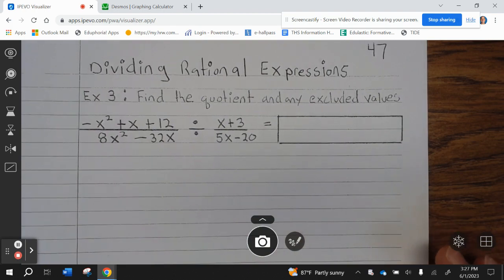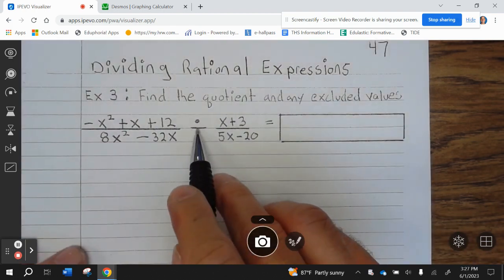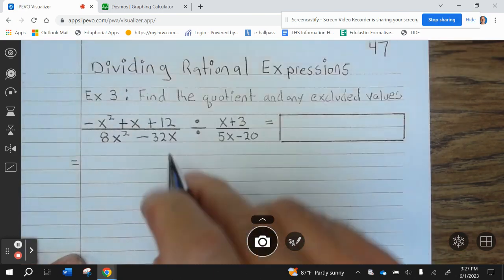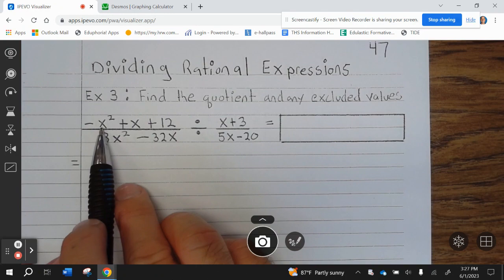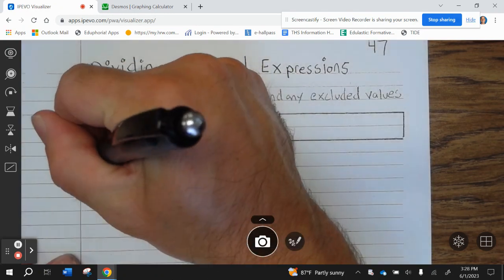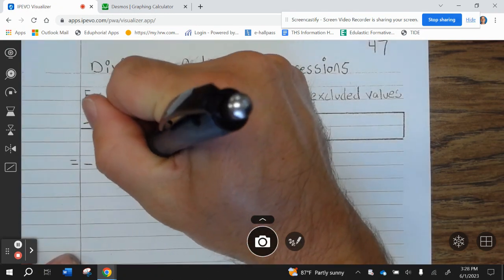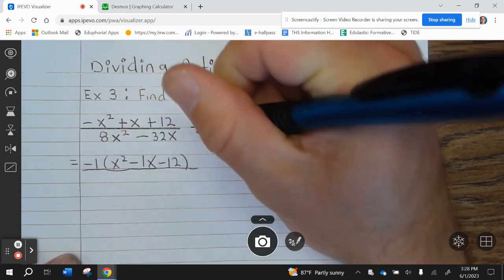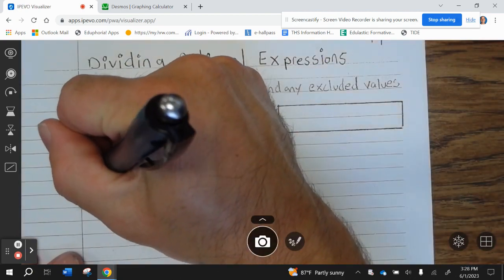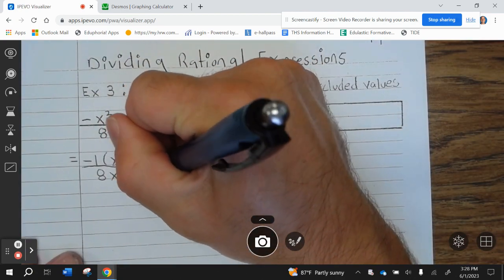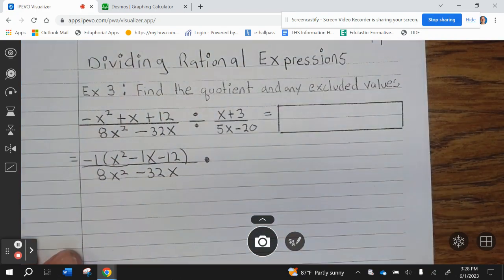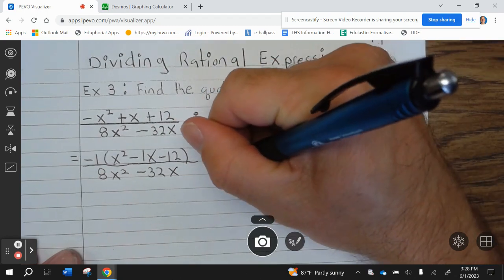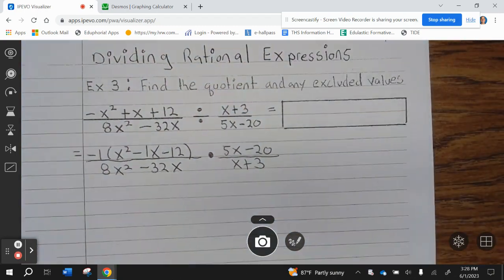Okay, find the quotient and excluded value. So first off, we need to multiply and flip and multiply. While I'm writing this out, I'm going to go ahead and factor out the negative 1. So we have negative 1 times x squared minus 1x minus 12 divided by 8x squared minus 32x times 5x minus 20 divided by x plus 3.